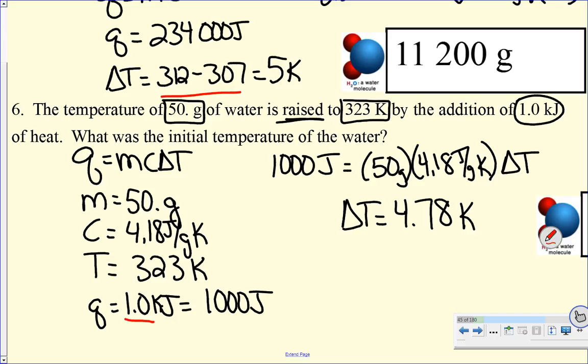Through this problem, my sig figs are right here. I've got 2 sig figs. So I can also call this 4.8 Kelvin. But you don't need to round till the end.